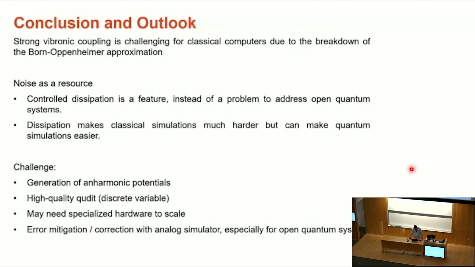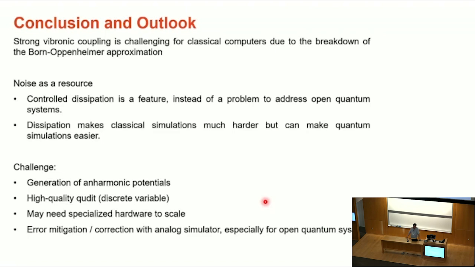Maybe I'll briefly mention that I think this analog simulation of chemistry is quite nice, but there are still some challenges if you want to scale things further. The first one is how to generate an anharmonic potential, because so far our simulations use the bosonic mode in mechanical motions, so they are highly harmonic. But we know that in molecules it's usually not that harmonic. Usually they open up. So it will be a challenge to engineer this anharmonic potential.